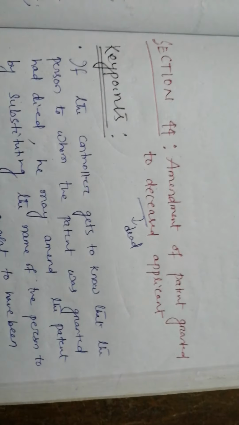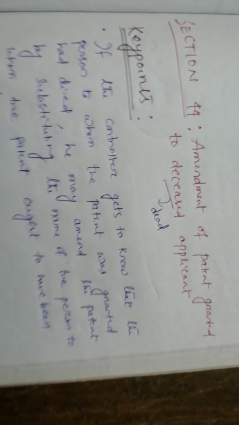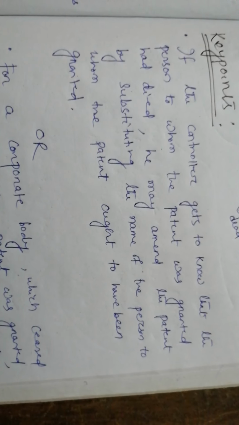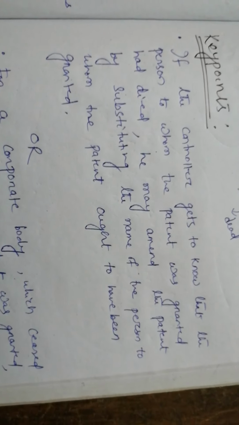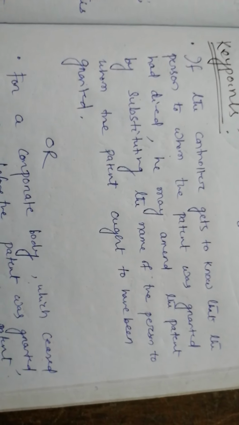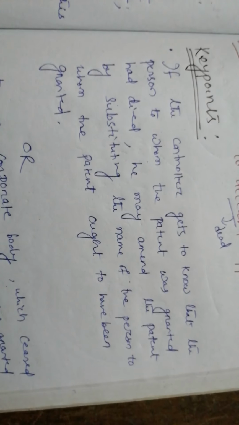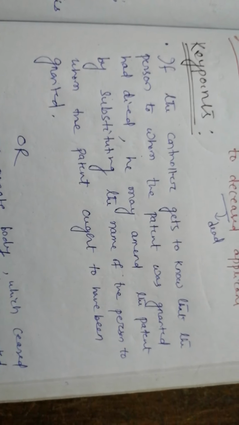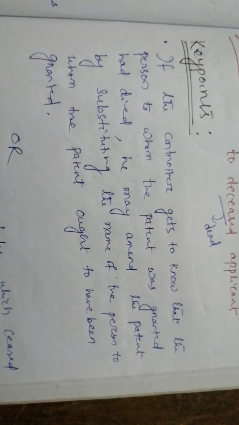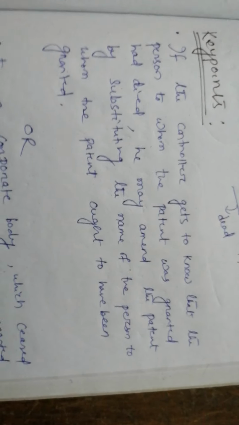Now we'll go to Section 44. This is about amendment of patent granted to a deceased applicant. Deceased means dead. So, what are the key points? If the controller gets to know that the person to whom the patent was granted had died, he may amend the patent by substituting the name of the person to whom the patent ought to have been granted. See, I have written in a very simple way, which is very understandable and easier to understand.